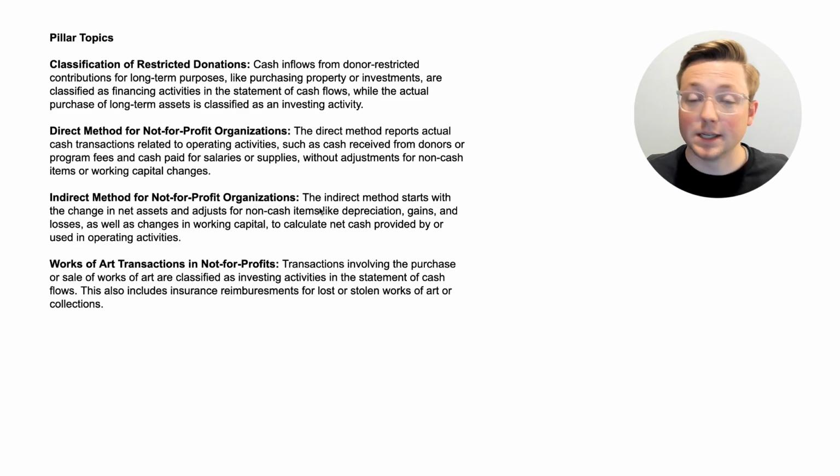As for the indirect method, it's very similar to a for-profit organization. It starts with the change in net assets, which is basically the net income, and adjusts for non-cash items like depreciation, gains, and losses, as well as changes in working capital to calculate net cash provided by or used in operating activities. So very similar, basically the same as a for-profit organization.